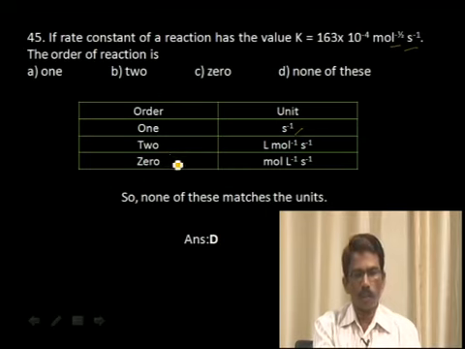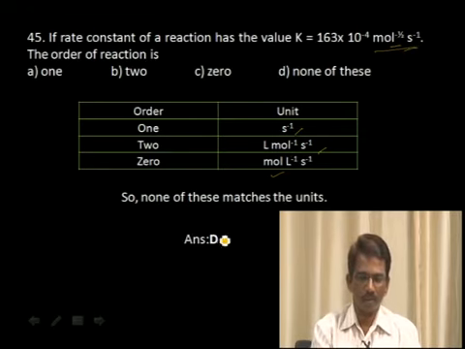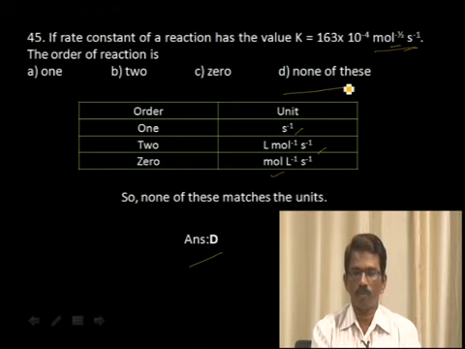If the order is 2, the rate constant will have the units liter per mole per second. If it is a 0 order reaction, the rate constant will have units of mole per liter per second. Therefore, the units of the rate constant given in the problem don't match either 1, 2 or 0 order reactions. Obviously, the correct answer would be none of these.